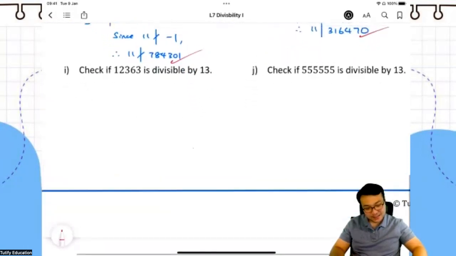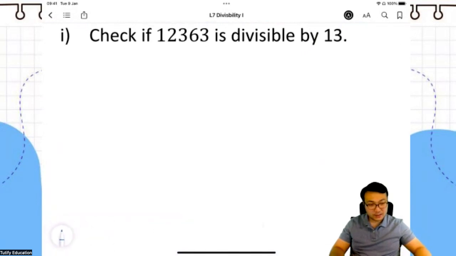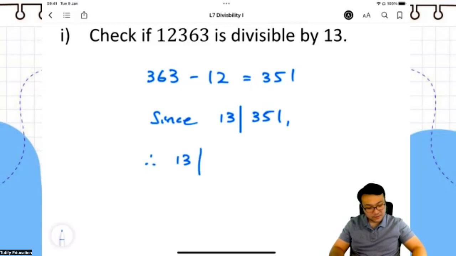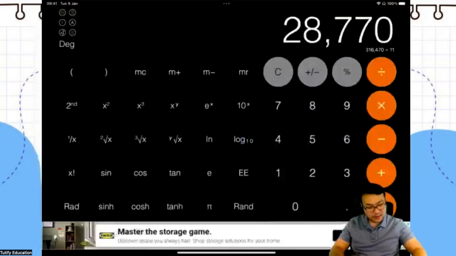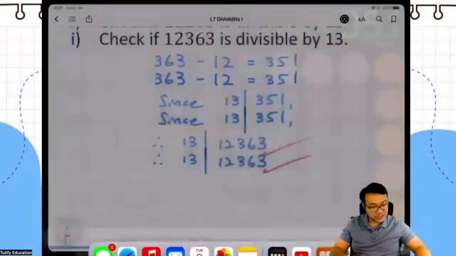Okay, let's look at the number 13. Okay, you all still remember? It's very similar to the number 7. We have to look at the last 3 digits. We have to separate the last 3 digits from the rest of the number and find the difference between them. And I realize that since the number 13 divides 351, therefore the number 13 divides 12363, and we can test it out on the calculator. 12363 divided by 13, and you get a very nice whole number.